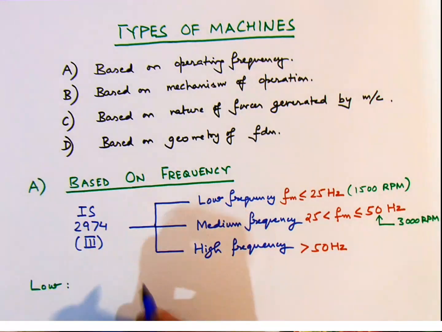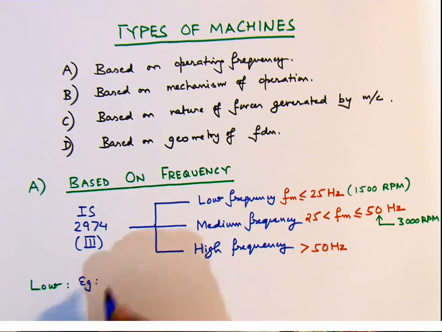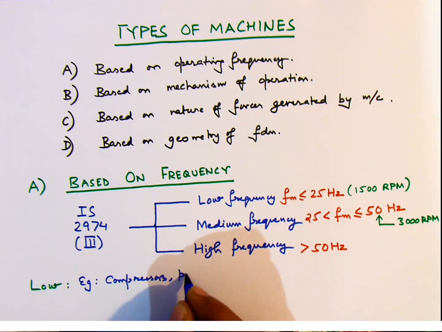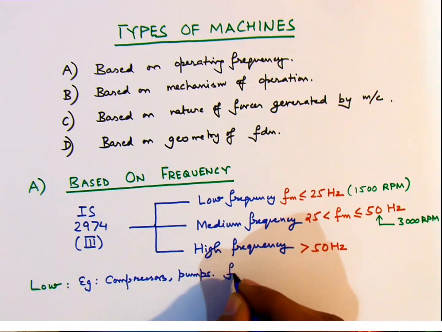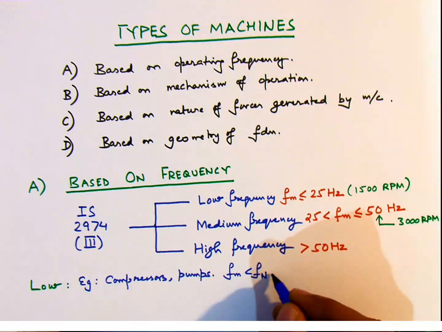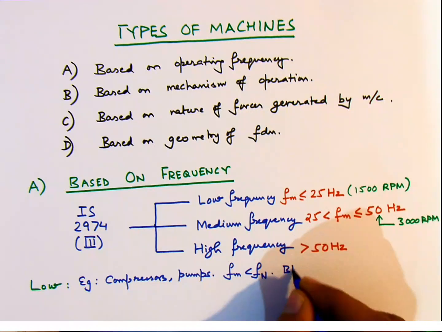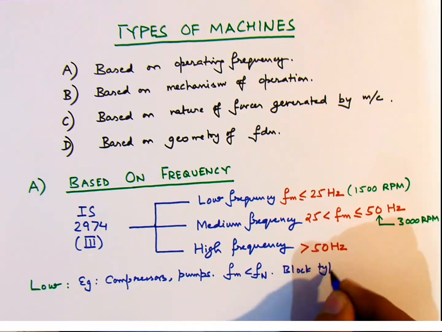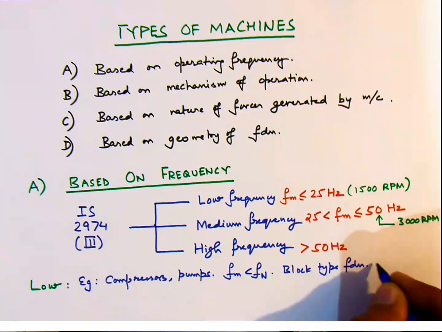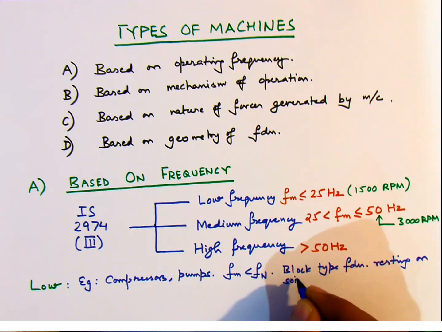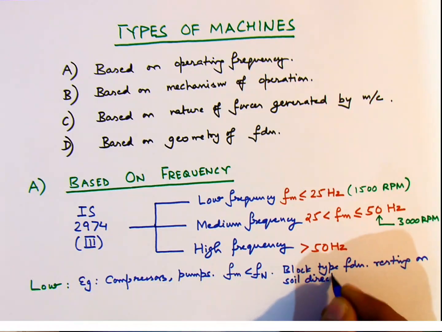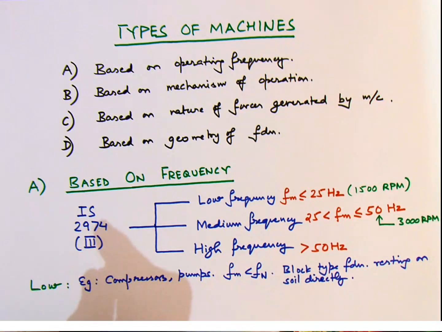Now let's see some of the examples of these categories of machines. Compressors, pumps, etc., are low frequency machines, and here typically the operating frequency is less than the natural frequency of the foundation soil system. Usually such machines are provided with block type foundation directly resting on soil, so they are generally sufficient.